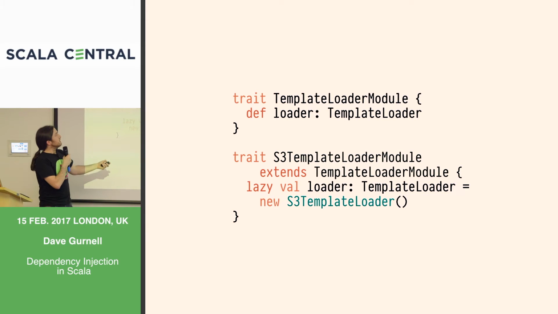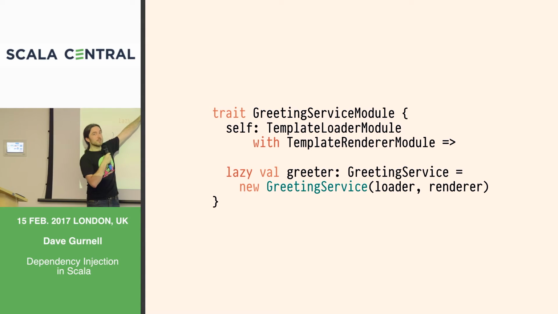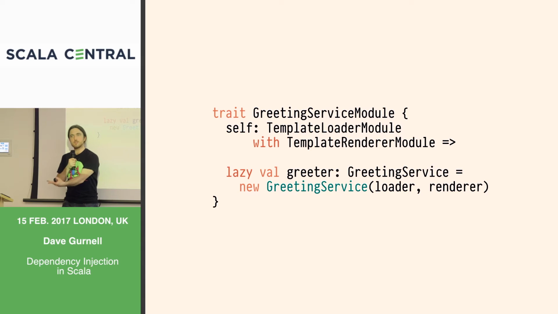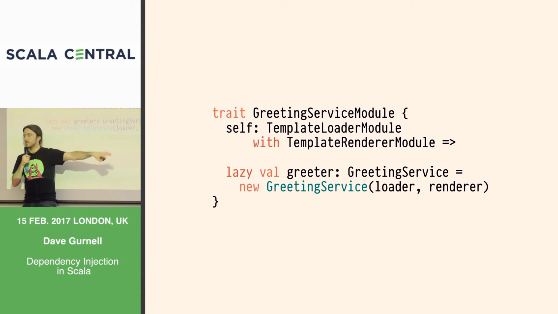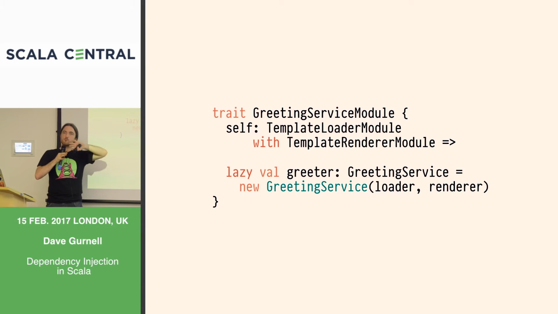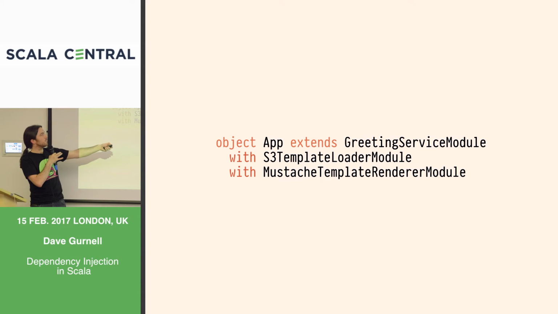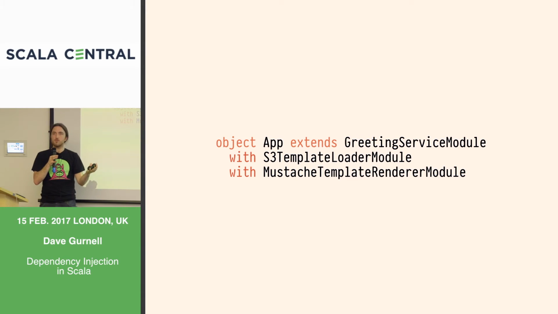When it comes to greeting service, we have a greeting service module, which depends upon the template loader and template renderer. And because it's depending upon these two things, it knows that loader is in scope and it knows that renderer is in scope. So we can use them here where we create our real greeting service. So this is beginning to get at what the cake pattern is. You're wrapping things up in these modules, which are like layers of a cake. And then you bake all your layers into a big cake. So you say, well, I'm going to have that module and that module and that module. That brings all the right things into scope. And then they all wire together.